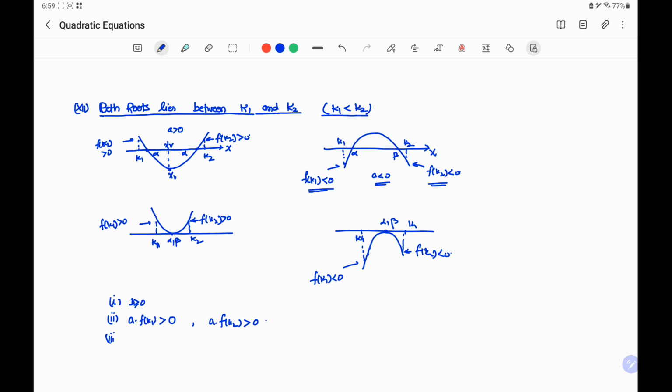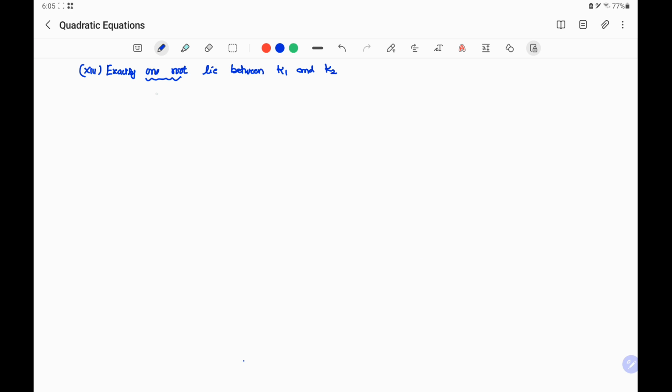Third one is that the vertex of the parabola lies between k1 and k2. So we write k1 is less than xv is less than k2, or we can write k1 is less than minus b by 2a is less than k2. Now to find the condition for exactly one root to lie between k1 and k2. One root means that the graph cuts the x-axis once between points k1 and k2.